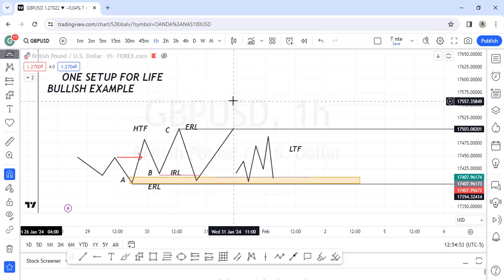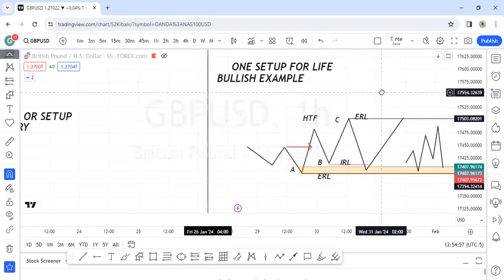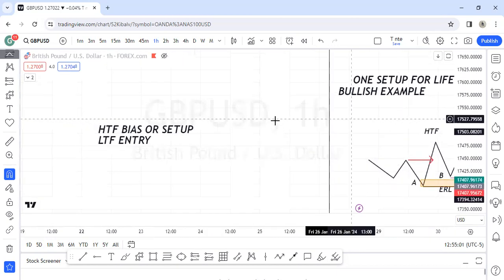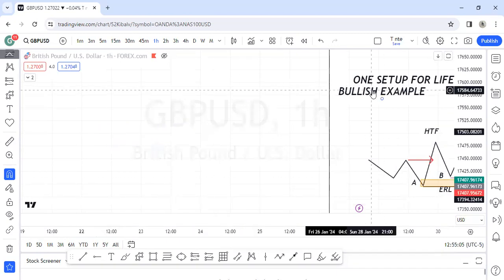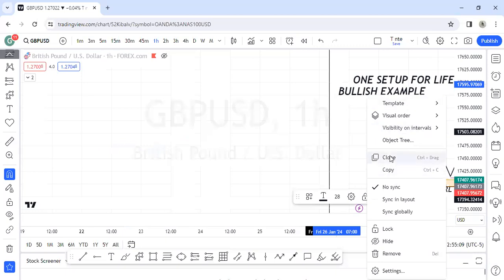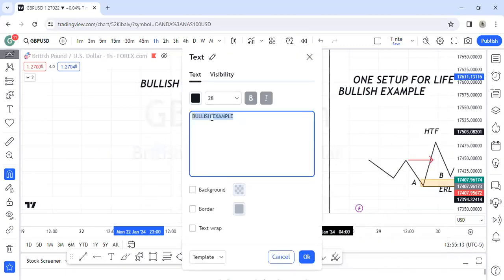Now I think I should just take it out and do it again. We've gone through a bullish example, so let me replicate it for a bearish example at the left. Let me clone this now and name it bearish example. Follow me.